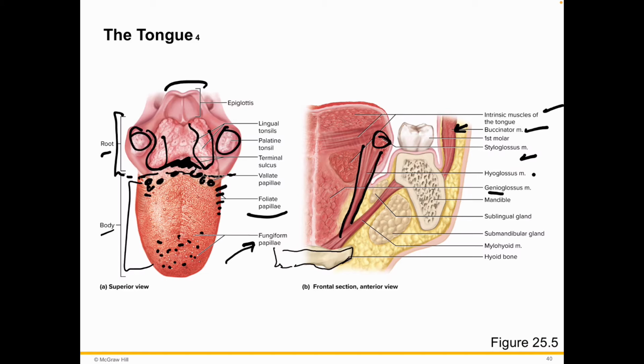Genioglossus, as well, is a larger muscular patch in the body of the tongue. This is just the bone in the mandible. This is the sublingual gland here. This is the submandibular gland. So here's the mandible, and that's why it's submandibular, and this is sublingual, right under the tongue. Mylohyoid muscle is going to be attaching from the mandible all the way down to the hyoid bone. And then we already talked about the hyoid bone itself.